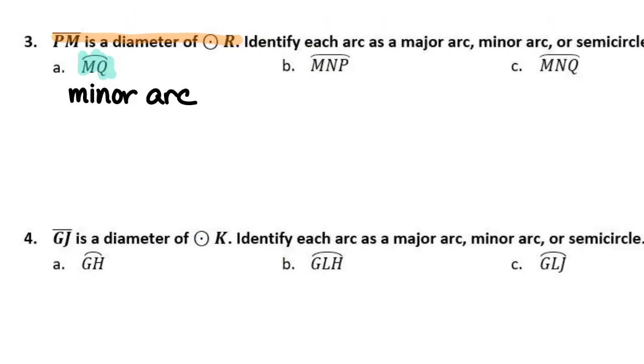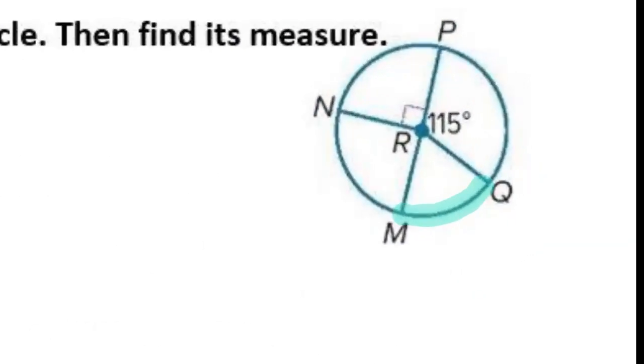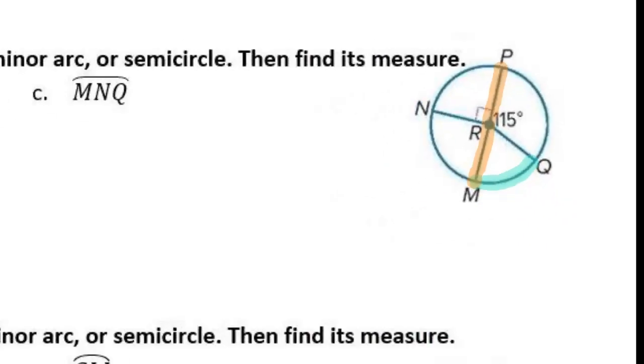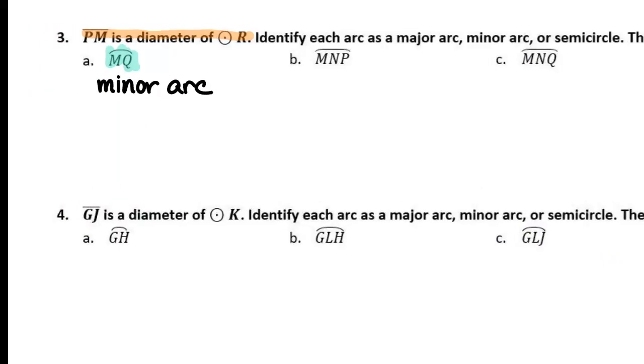All right. And now we want to know how big it is. It said that PM was a diameter. This is a diameter, which means this would be a semicircle. How much does a semicircle measure? 180 degrees.